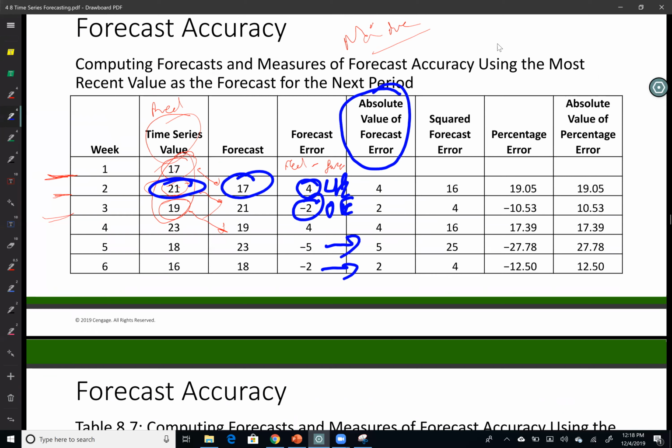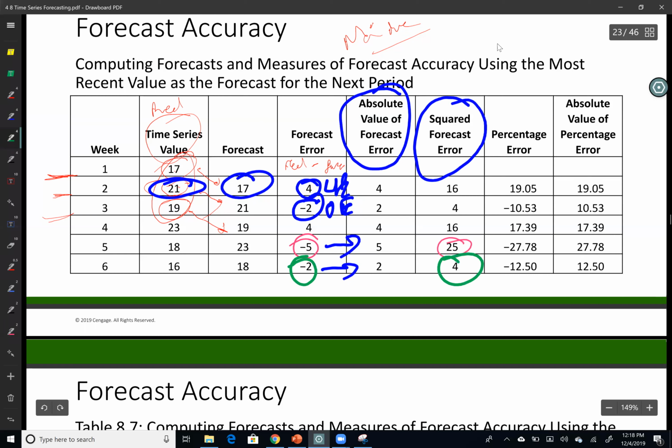Another way to eliminate the problem of negative and positive errors canceling each other out, I can take the square of the errors. For example, if I take the square of negative 5, that will give me 25. If I take the square of negative 2, that will give me positive 4. So that will help me. So in general, I like absolute value better.